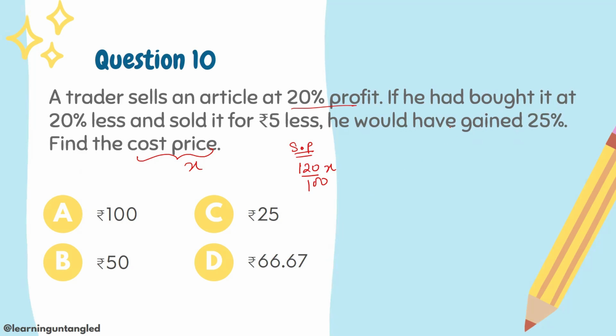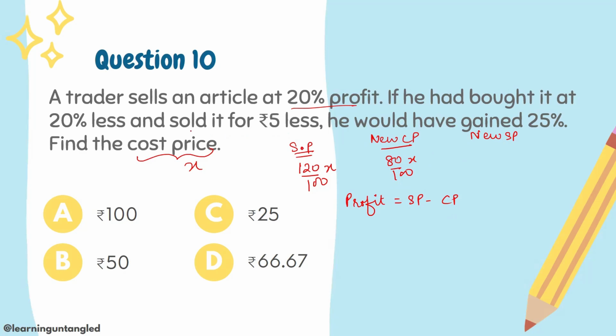Now he's saying if he had bought it at 20% less. So instead of X, the new cost price, he's saying, is 20% less. So that means it's what? 80% of X. And sold it for 5 rupees less, he would have gained 25%. Okay. So I'm given that in this case, there's a profit. So how do we calculate profit? Profit is selling price minus cost price, right? So let's see what the new selling price is.